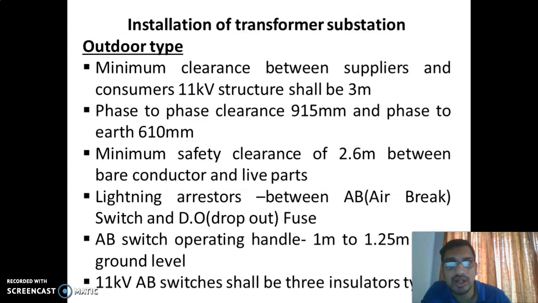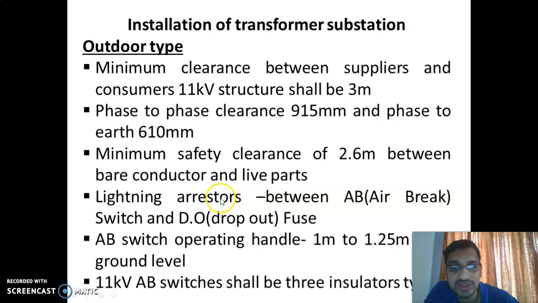Then some installation considerations of an outdoor substation. The minimum clearance between the supplier and consumer shall be 3 meters. This is a very important figure. The H-pole mounted structure and the consumer building should be located a distance of 3 meters apart. Then face to face clearance should be 950 mm, and face to earth clearance 610 mm. Then a minimum safety clearance of 2.6 meters between the bare conductor and live parts.